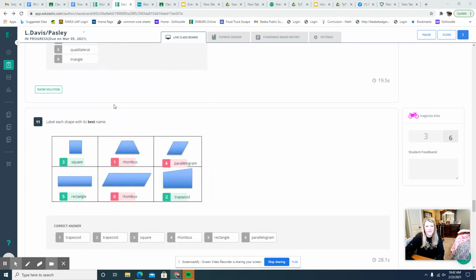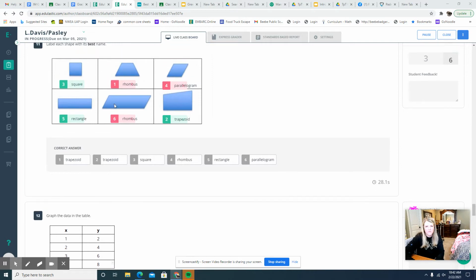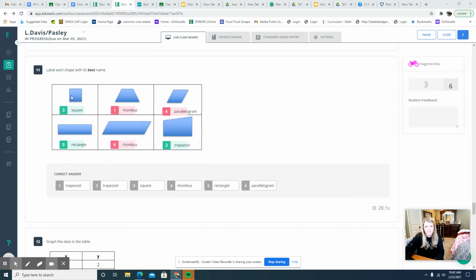Now here it says to label each shape with the best name. Since they want the best name, this one is going to be a square because all the sides are the same length. They have the right angles. This one's the rectangle with the right angles, and the opposite sides are the same length. But here, these two are incorrect. This one is correct, being the trapezoid, and it has at least one set of parallel sides.